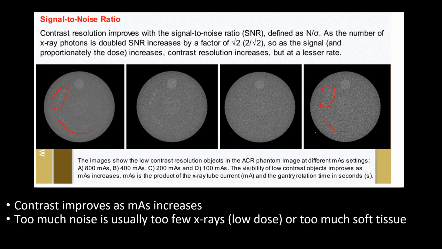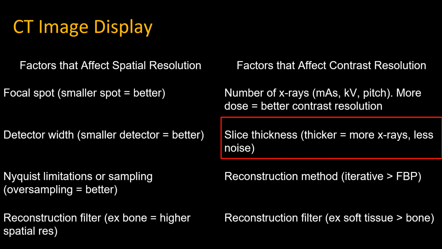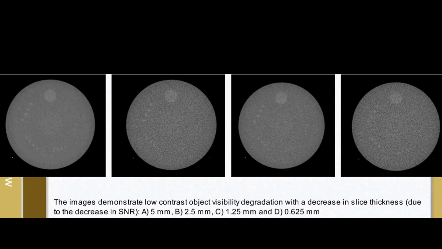If we have an image that's too noisy, like this one at the farthest right, D, I should label here, that's usually caused by too few X-rays, aka too low of a dose or too much soft tissue. Slice thickness also affects contrast resolution. The thicker the slice, the more X-rays we have essentially, and the less noise.